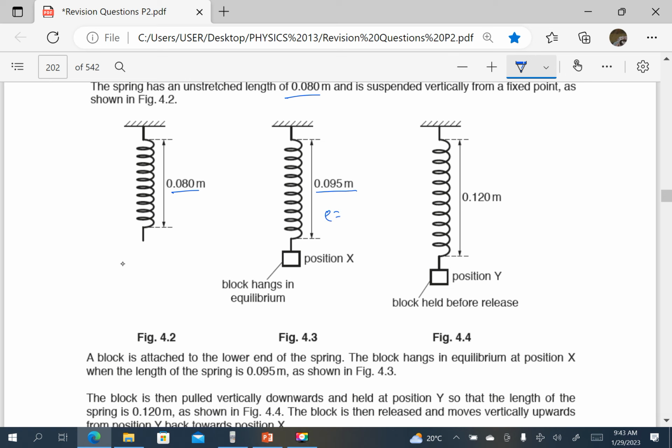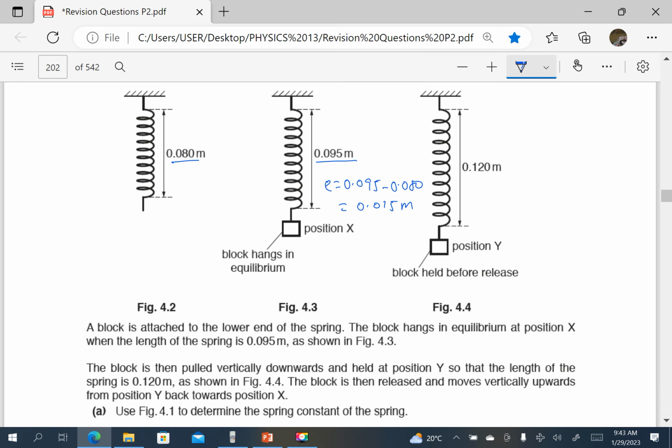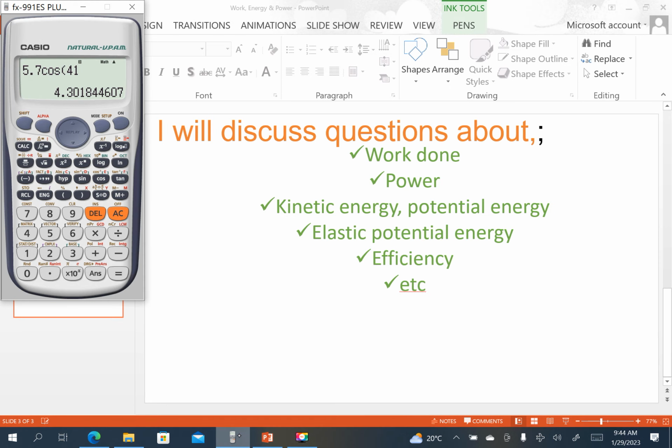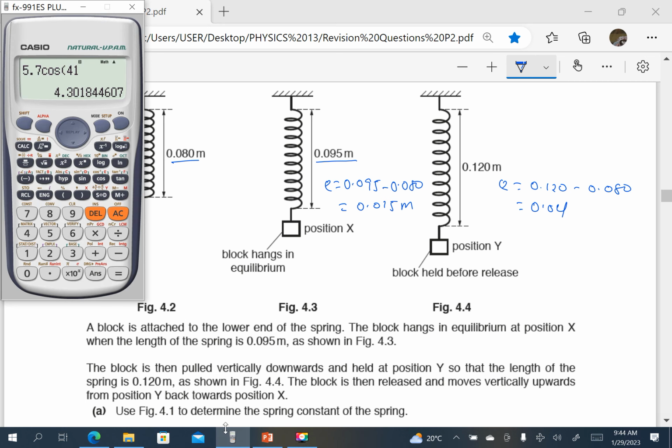So the extension here is going to be 0.095 minus 0.080, which is 0.015 meters. Then in position Y, the extension here is going to be 0.120 minus 0.080, which I think is 0.04. Is it? Sorry. So this is 0.12 minus 0.08, which is 0.04 in meters.